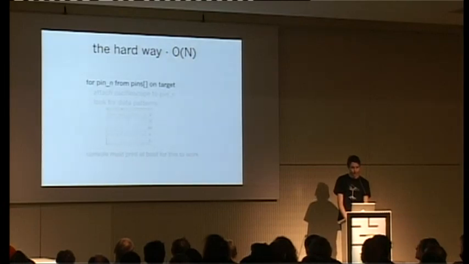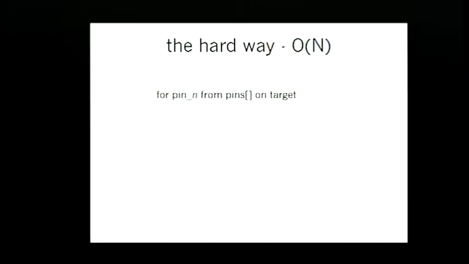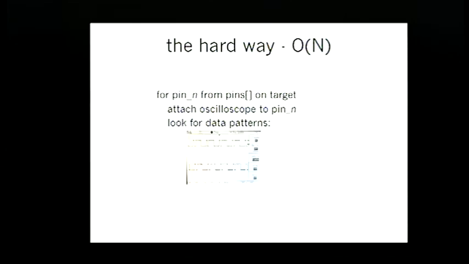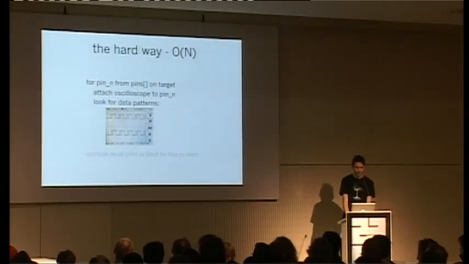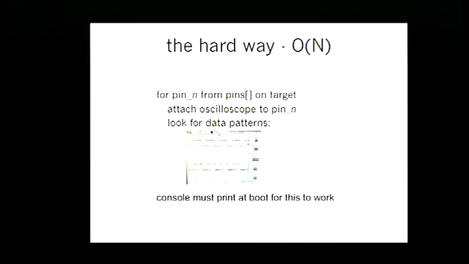Well, there's the hard way, which is for each pin in your target set, you attach an oscilloscope to the pin and then look for data patterns, and maybe restart the device thereafter. And this is a print from an oscilloscope on two serial lines. For this test to actually work, the console must print. It must output some sort of serial data when you start up the device.